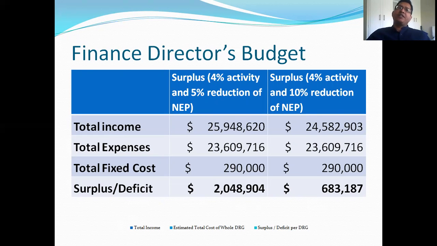After that, the finance director has been instructed by the Central Health Department to reduce the NEP by 5% or 10% for the budget cutbacks. And in this sort of budget preparation, we can come to know that if the 5% reduction of NEP is done, the surplus deficit is $20 million, and the surplus deficit in case of 10% NEP reduction is $6.8 million.